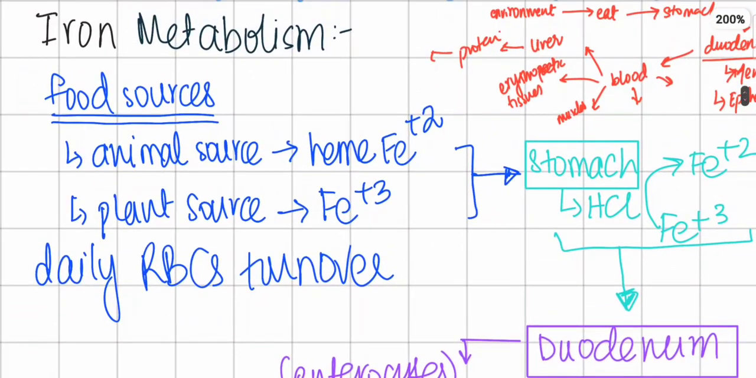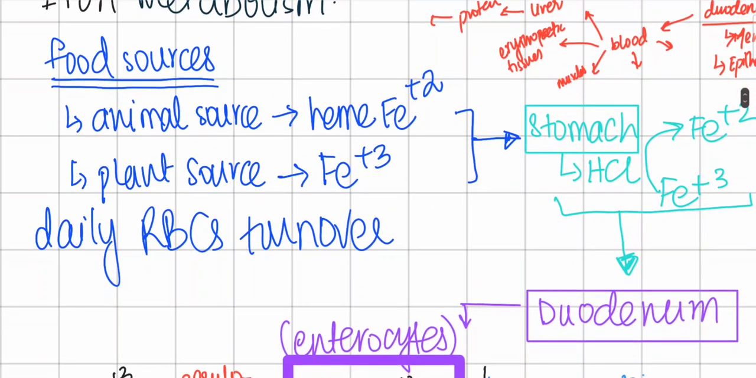So the food source. So now we start with the environment, the food sources. So the first food source is the animal source. That is heme iron. We call it the heme iron. And heme iron is Fe+2. It is called the ferrous form. Okay, ferrous form.